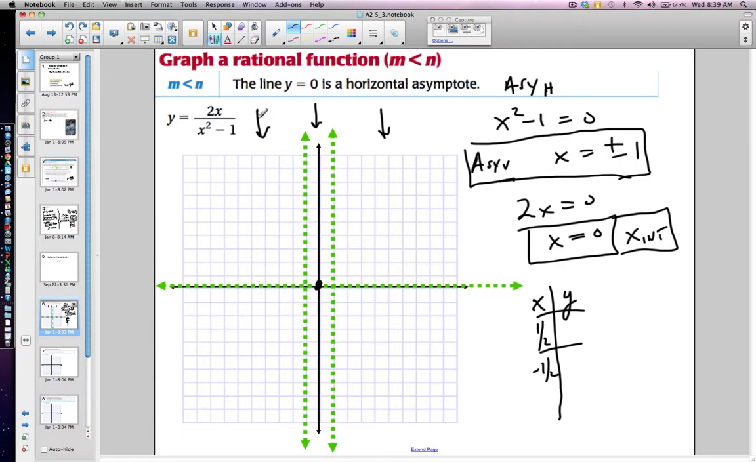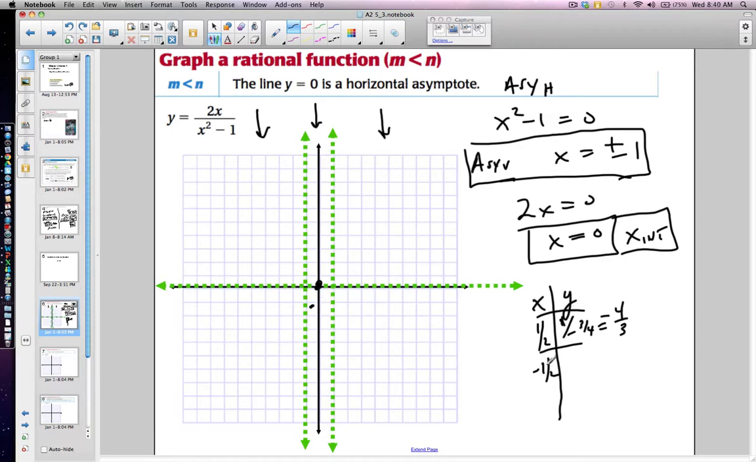2 times 1/2 is 1. And 1/2 squared is 1/4. 1/4 minus 1 is negative 3/4. So 1 divided by negative 3/4 becomes negative 4/3. So I invert and multiply. So negative 4/3, that's negative 1 1/3. So this is a point right here.